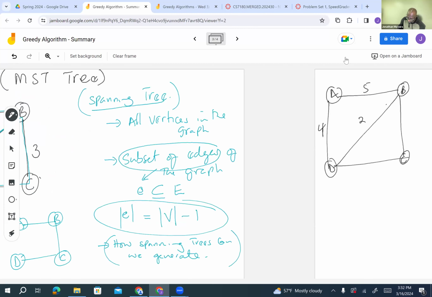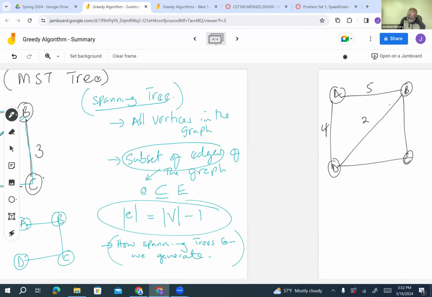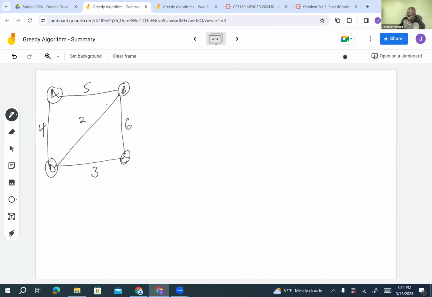Are you still thinking about it? And then this was 3, and this was 6. So this is our graph that we formulated a few minutes ago. So the question that I have, how many spanning trees? I'm not going to say minimum. That's another question. How many spanning trees can we generate?